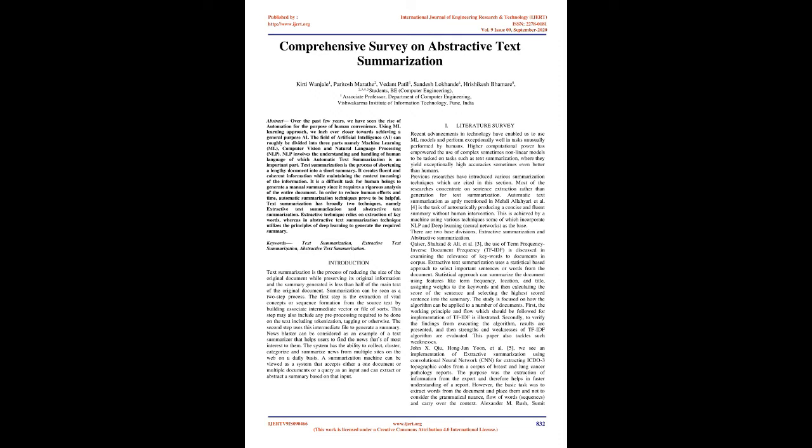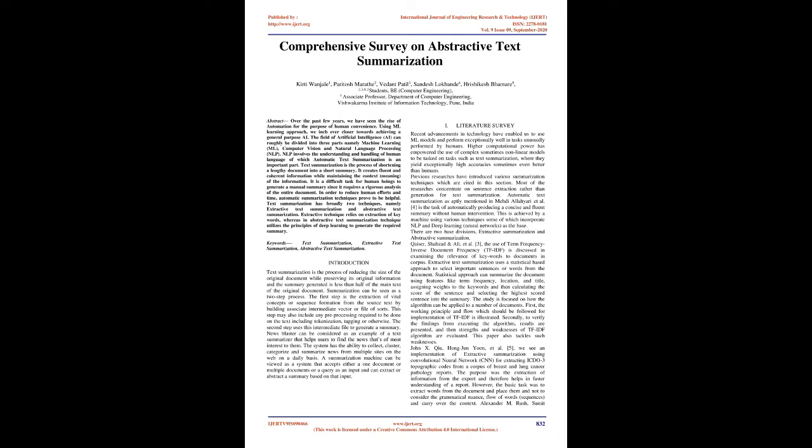The field of artificial intelligence, AI, can roughly be divided into three parts, namely machine learning, ML, computer vision, and natural language processing, NLP. NLP involves the understanding and handling of human language, of which automatic text summarization is an important part. Text summarization is the process of shortening a lengthy document into a short summary. It creates fluent and coherent information while maintaining the context, meaning, of the information.